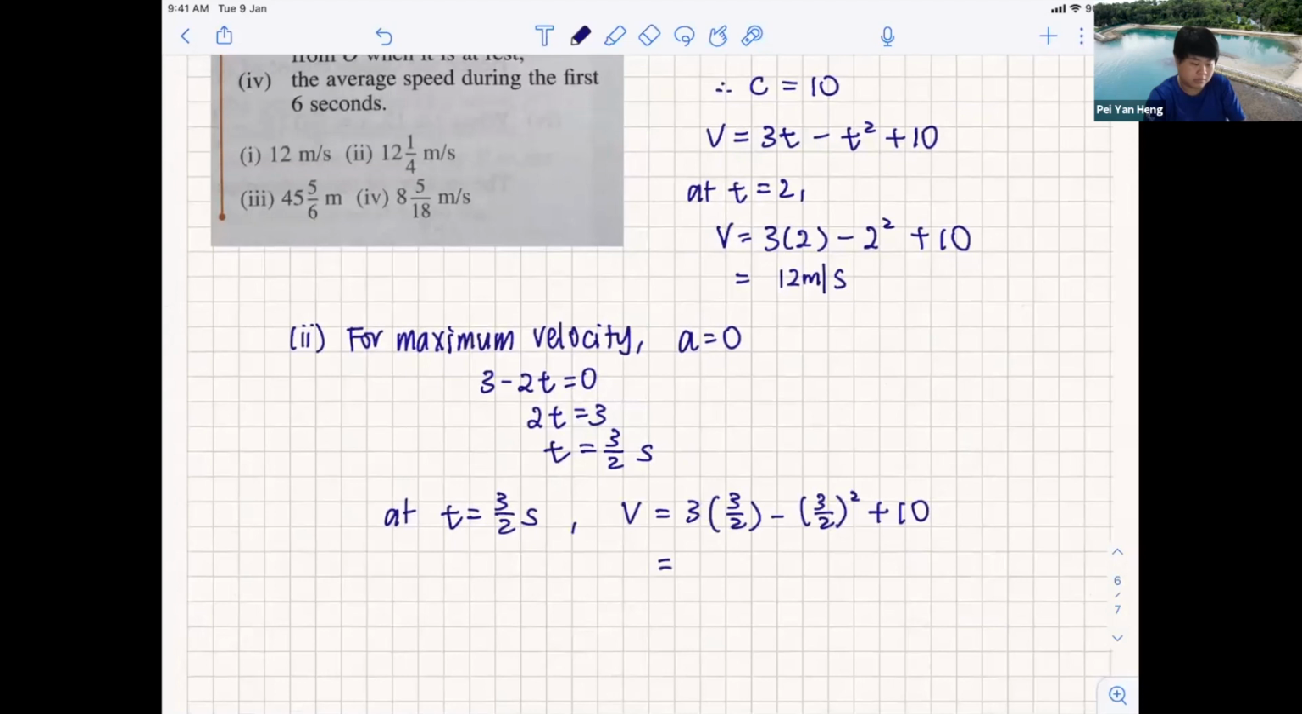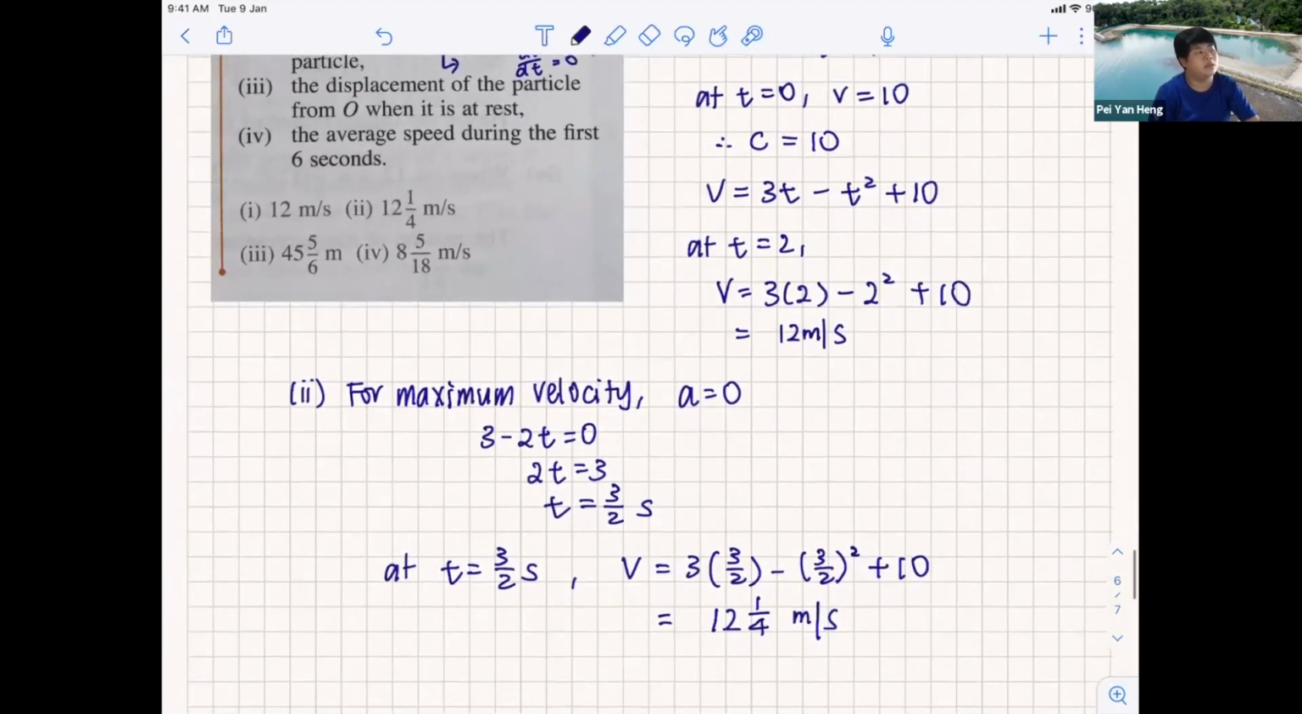Okay, so you get 3 times 3 over 2 minus (3 over 2) squared plus 10. Here, you will get your answer to be 12 and 1/4 meters per second. Okay, as given in the answer.